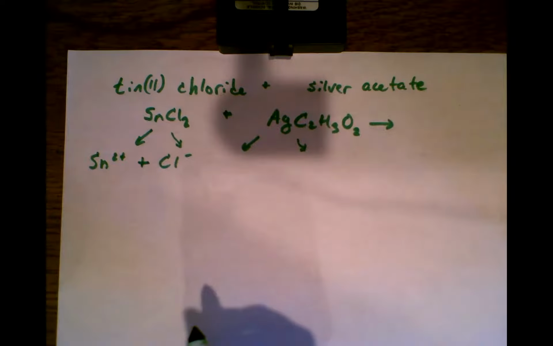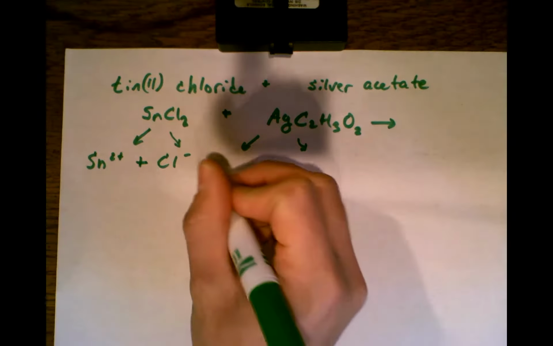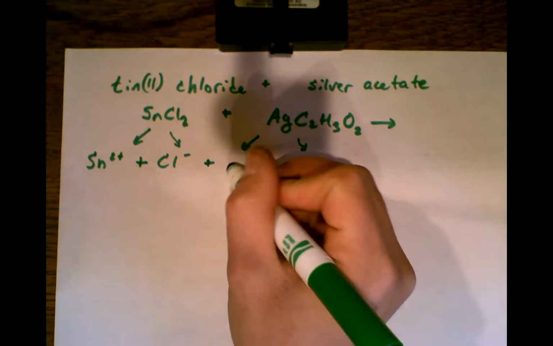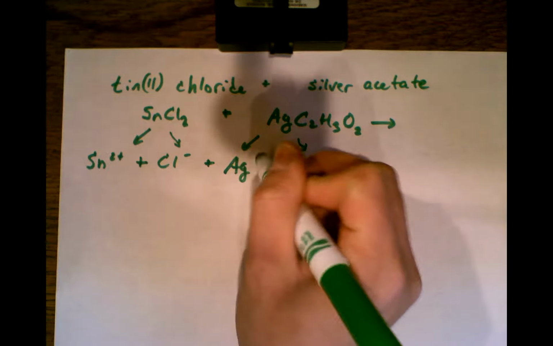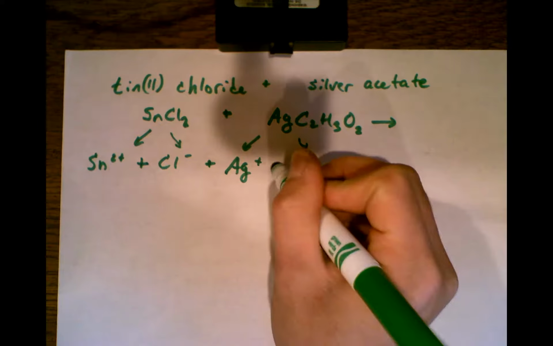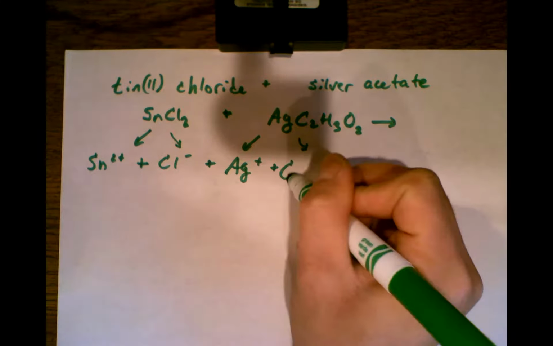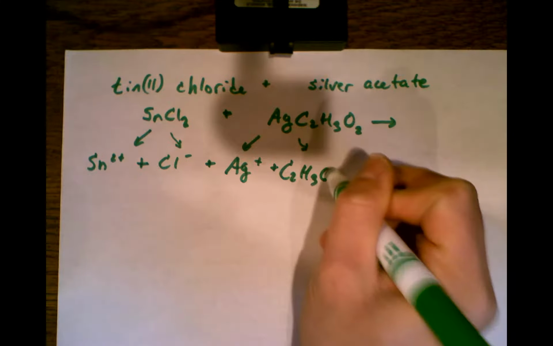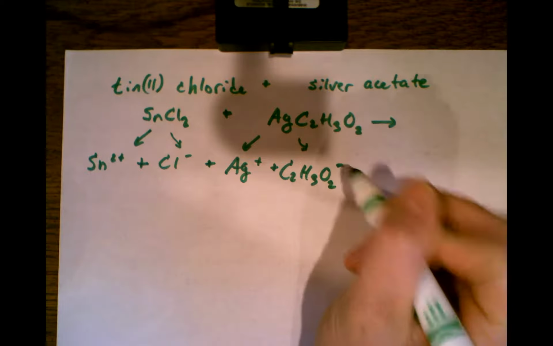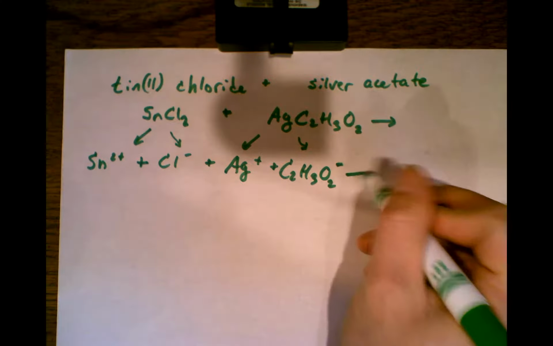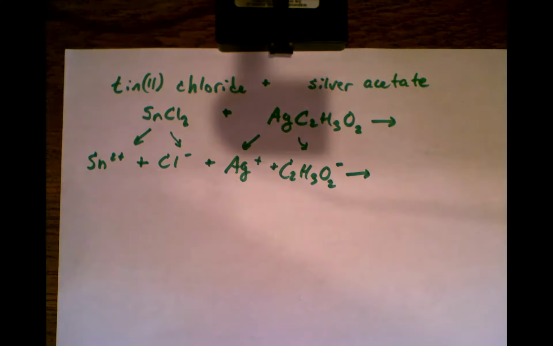Okay, so I've got those two ions, and I'm mixing it together with two other ions, silver, which is just Ag+, and acetate, which is C2H3O2 minus 1, or just a minus. Okay, so those are the things that I'm reacting together. Okay, so then I should decide what are going to be the products here.